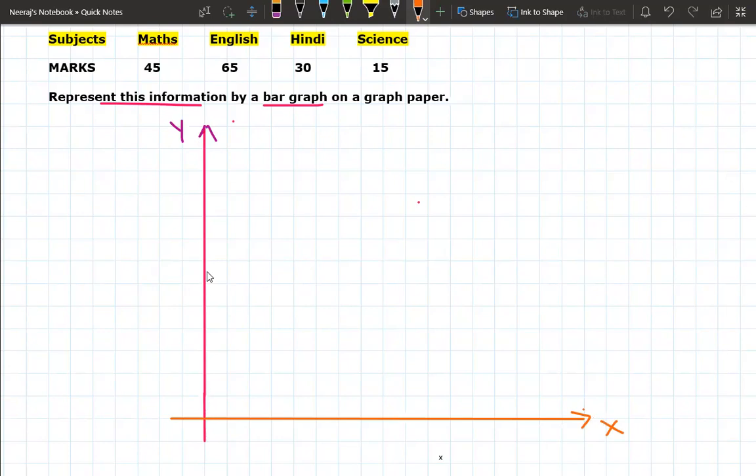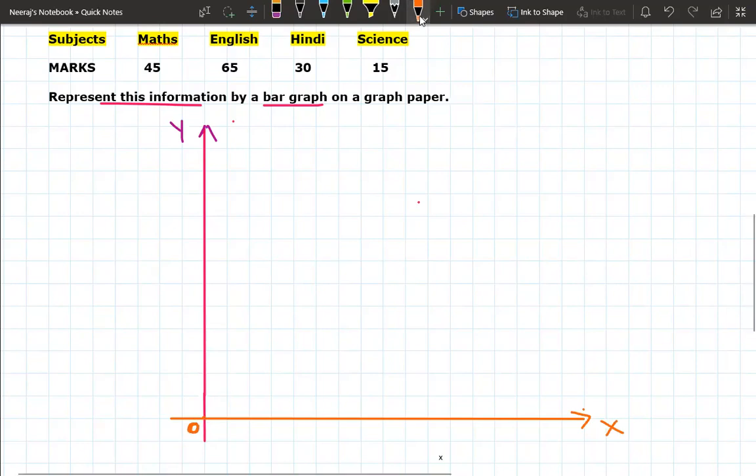Both the x-axis and y-axis start from the same point, which means the starting point is the same. That starting point is the origin. We can say it's the 0 point where the x-axis and the y-axis start. So this is the origin of the x-axis and y-axis. We write O, or you can write 0. This is called the origin, or the 0 mark, where the y-axis and x-axis start.